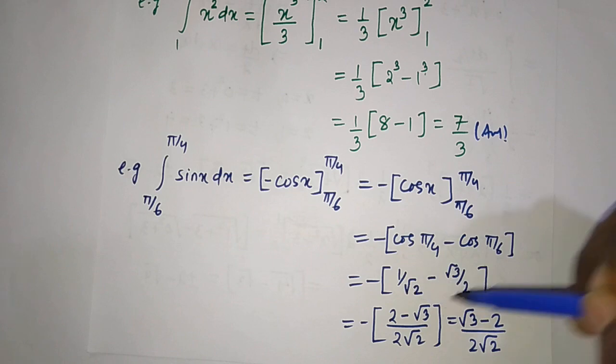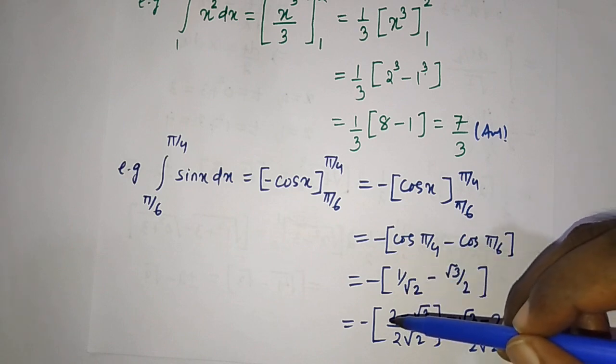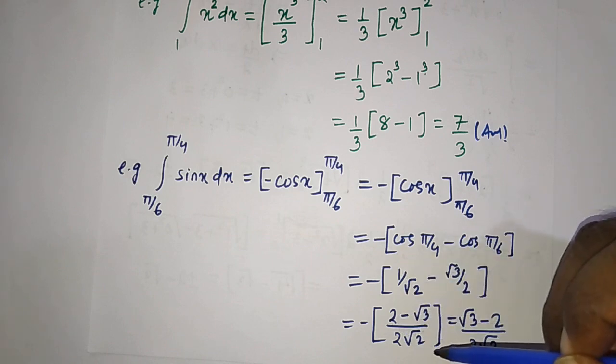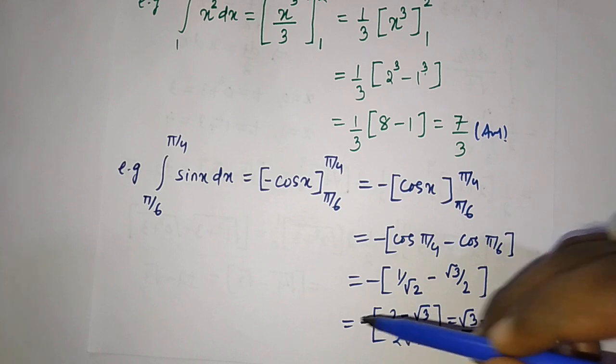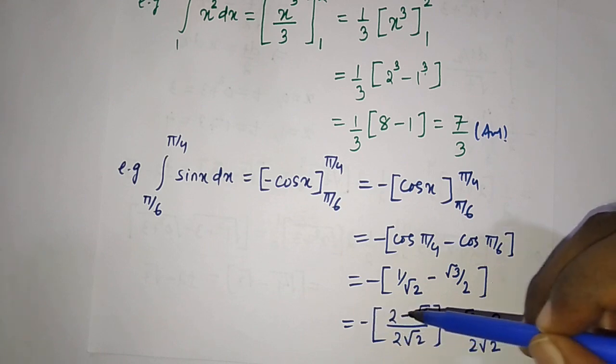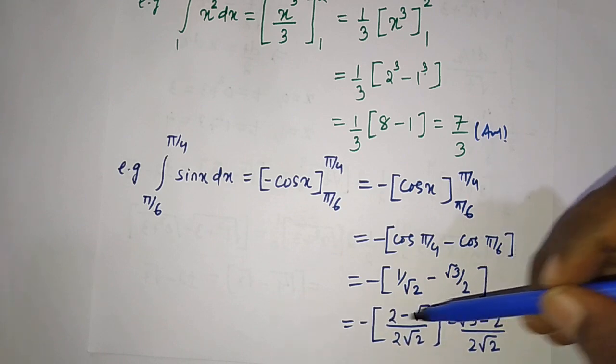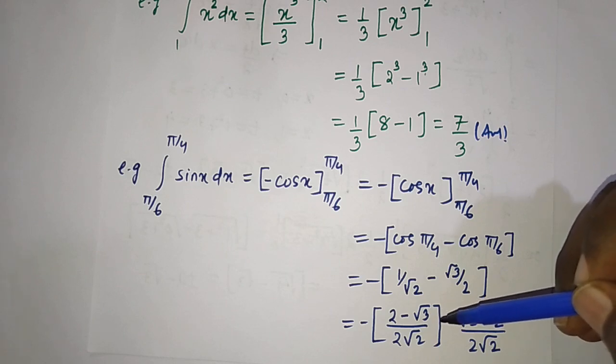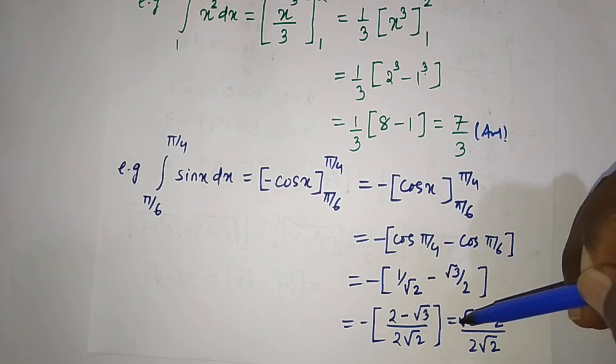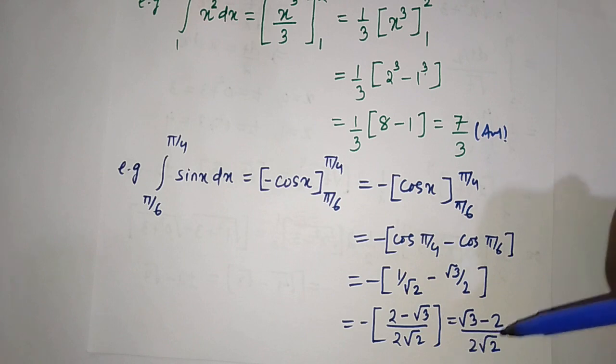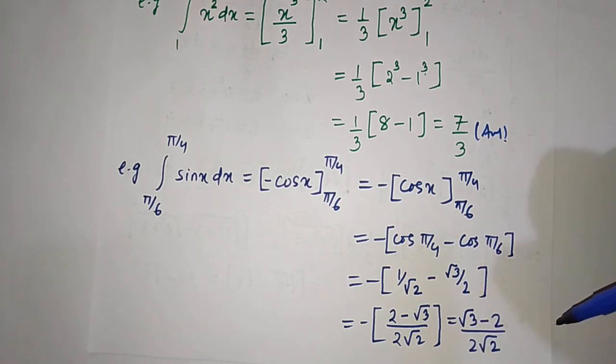Okay, now take LCM. After taking LCM, you will get 2 minus root 3 divided by 2 root 2. Since minus sign is there, multiply this minus sign, then you will get 2 minus root 3 is there. After multiplying the minus sign, you will get what? Root 3 minus 2 by 2 root 2. Okay, here is the answer.